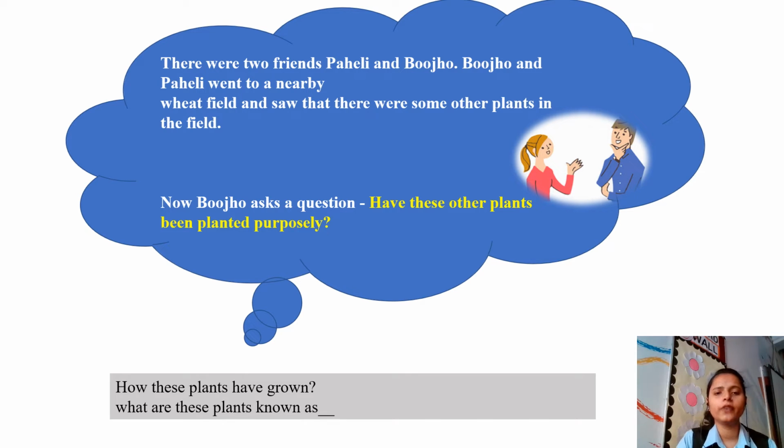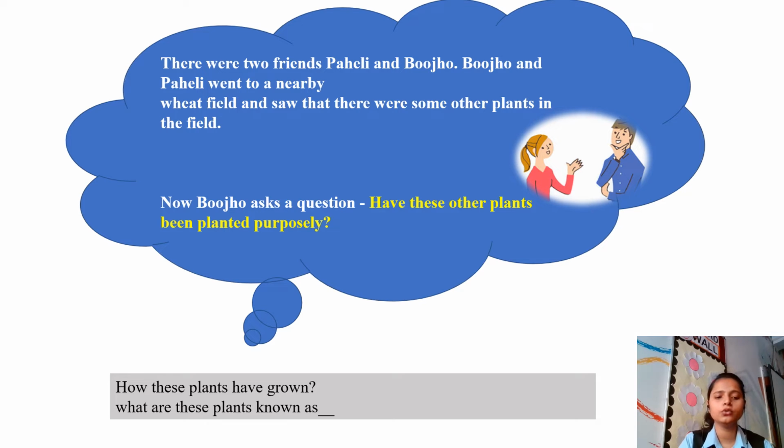Okay, so there were two friends, Paheli and Bujo. Bujo and Paheli went to a nearby wheat field and saw that there were some other plants in the field. Now Bujo asked a question: have these other plants been planted purposely? What do you think? You may also have seen, in your gardens, when you planted a vegetable crop or flowers, some other plants also grow nearby. So what are these plants? Have you planted these plants or have they grown on their own?